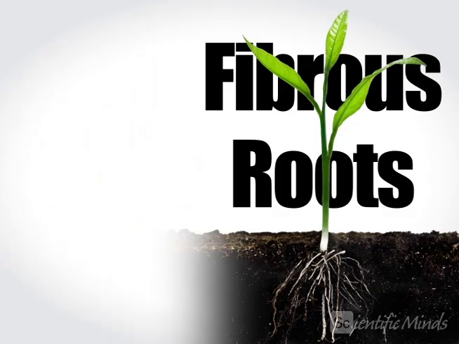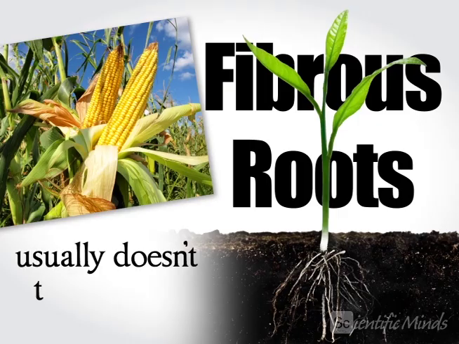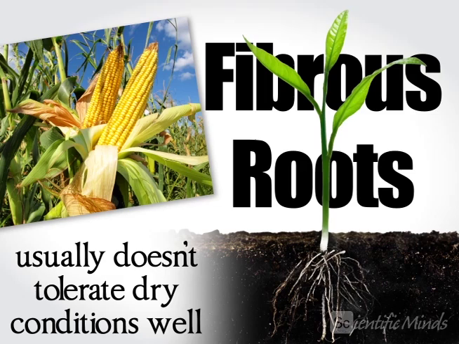A fibrous root system is made up of many narrow roots that spread out into the soil. Grasses, such as corn plants, have fibrous root systems. A plant with a fibrous root system usually doesn't tolerate dry conditions well because the roots are located near the top of the soil.